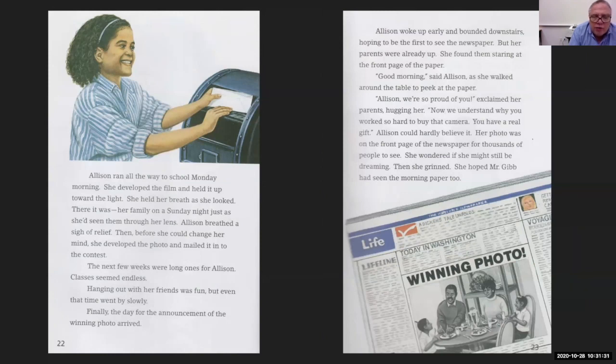There it was, her family on a Sunday night, just as she'd seen them through her lens. Allison breathed a sigh of relief. Then before she could change her mind, she developed the photo and mailed it to the contest.